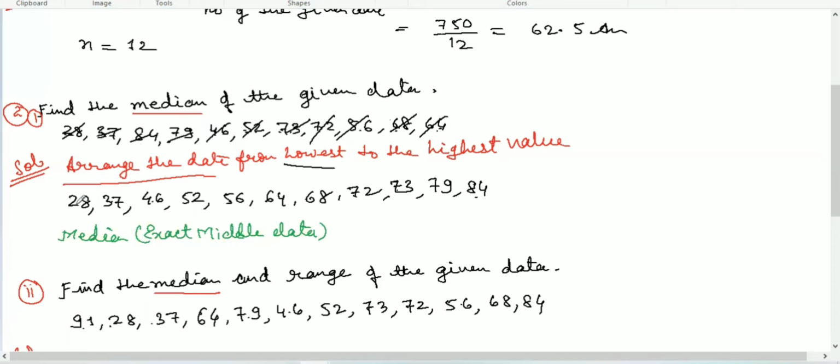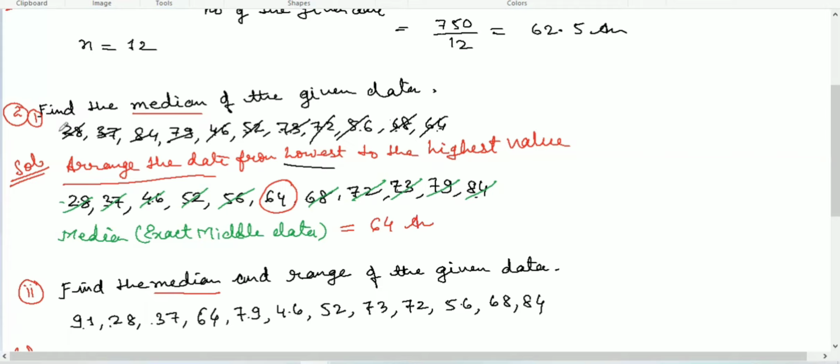So the first work is to arrange the data, and then cancel the first and the last. Lowest value and highest value, cancel one by one. So one lowest and one highest, we just cancel it out. Then these two, then again the third data from the first and the last, and then this data, and then this data, and see, we have got the middle data here. Exact middle we have 64. So the median of this data is 64.